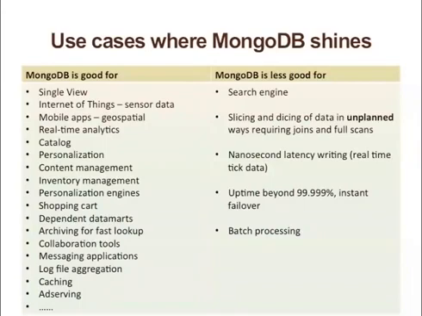Archiving for fast lookup. We see in many compliance cases, terabytes and terabytes, hundreds of terabytes of archives, and the point for them is not to do analysis on them as much as being able to look up something for a compliance request very quickly. And MongoDB is very good for that, and Craigslist has done that for all of their announcements, for all of their offers, sorry. Collaboration tools, messaging applications.